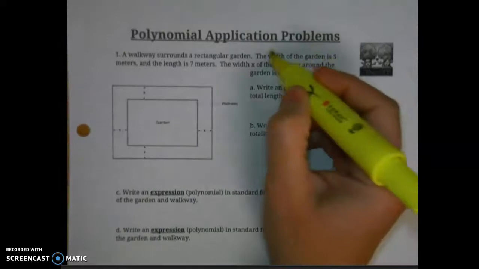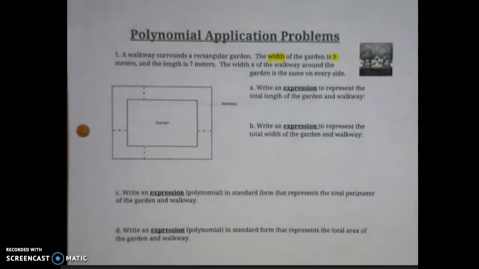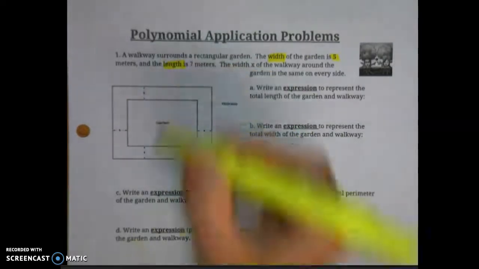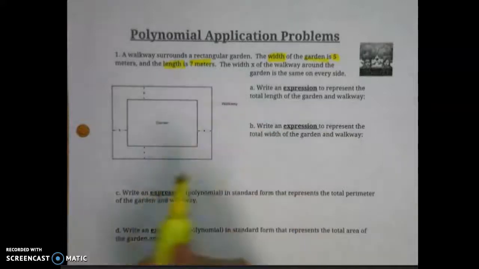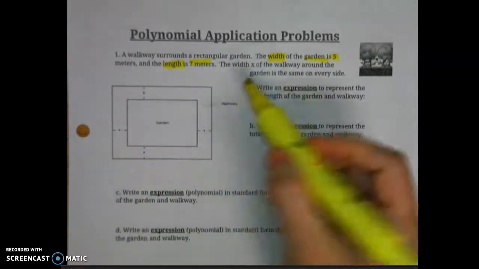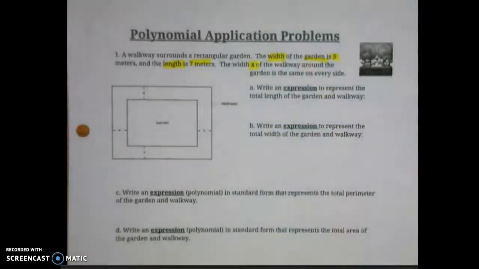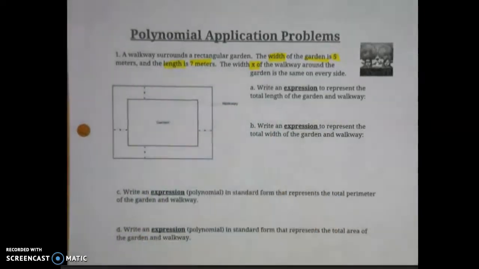The width of the garden is 5 meters, and the length is 7 meters. So that's the width of the garden and the length of the garden. So that's this inner rectangle right here. The width x of the walkway around the garden is the same on every side. So that's this distance right here surrounding the rectangular garden in the middle.